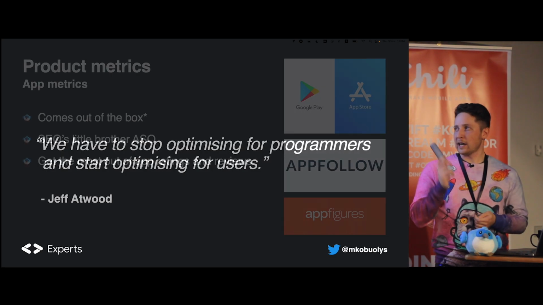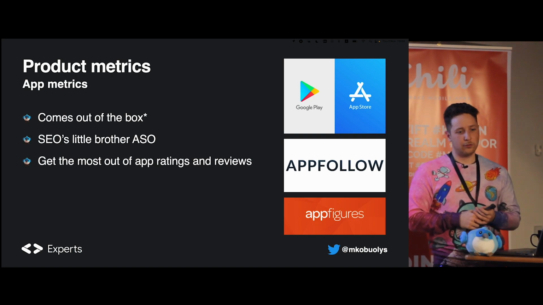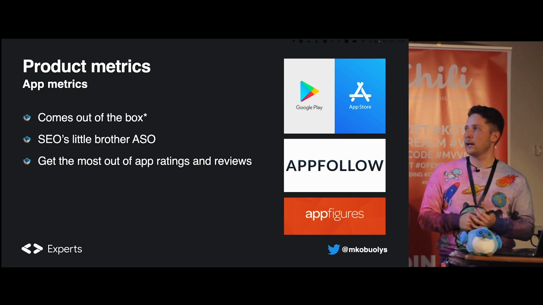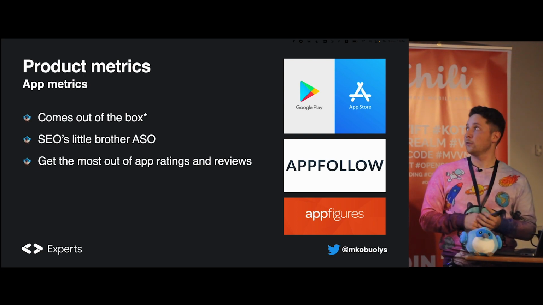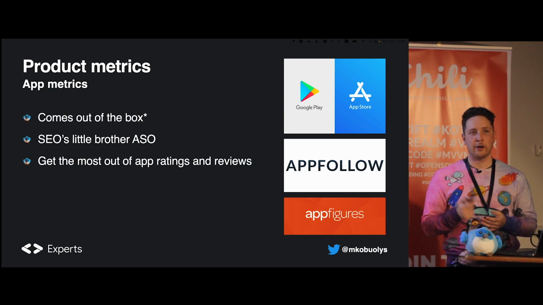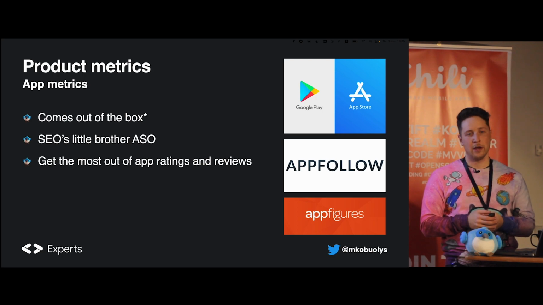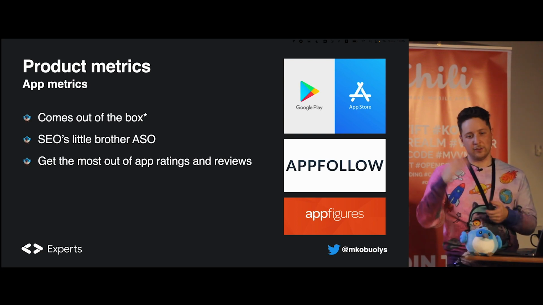So how we could measure this stuff and how we could focus on that is, first of all, app metrics. And the good thing is that most of those come out of the box, meaning if you are publishing your app on Google Play Store or App Store, you already have some metrics like download counts, you have some retention rates, and maybe if you have in-app payments, you see the earnings over there.